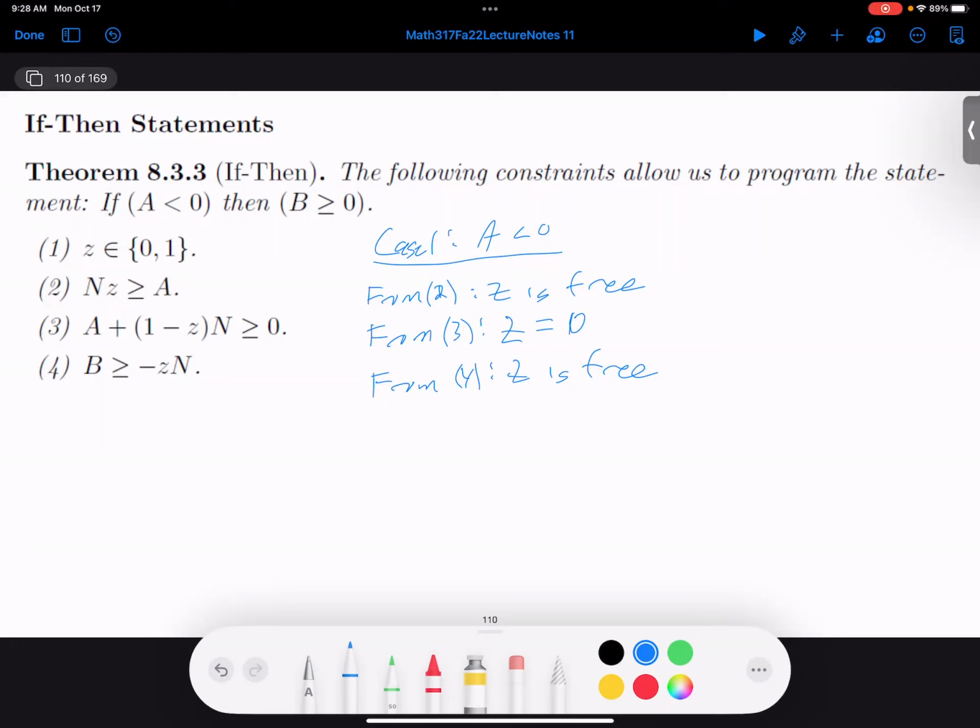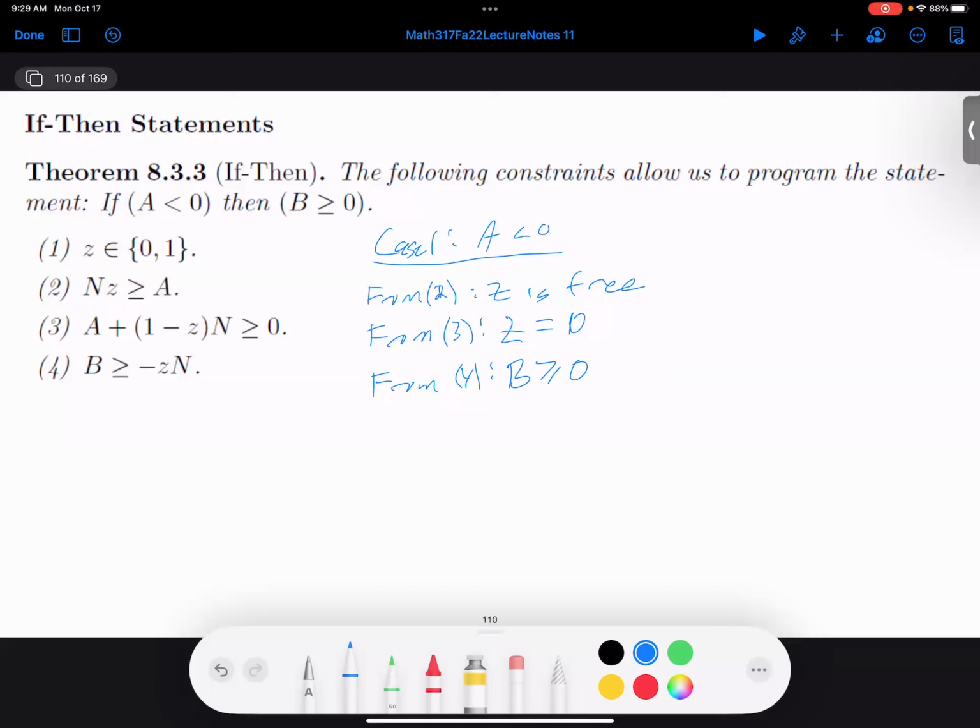Okay, and then what does 4 do? What happens with 4? So if z is 0, what does 4 do? What's the only way 4 can hold? B is greater than or equal to 0. So the only consistent way to satisfy this is b has to be greater than or equal to 0. If A is greater than 0, it doesn't matter. We only care about if the condition holds.